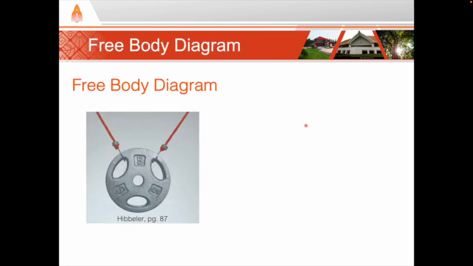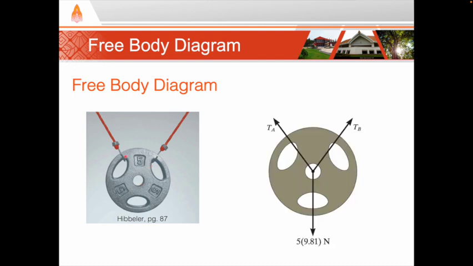First, select the main object that you are looking at. In this case, we are looking at this 5 kilogram weight. It has two cords holding it. When we draw the free body diagram for this weight, we see that there is its weight from gravity pointing straight down. Then there are two forces, which we will call TA and TB, pulling upward. So here is our free body diagram of this situation.